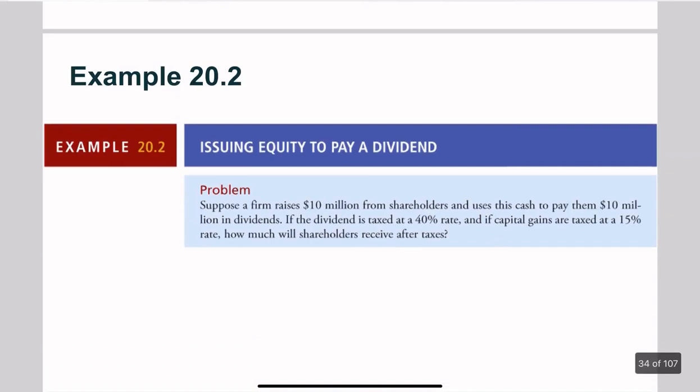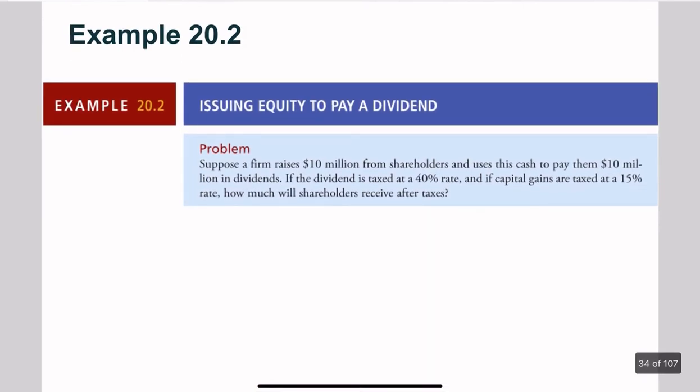So let's see this very simple but interesting example here. Let's say a firm raises $10 million from shareholders, and the firm uses this cash to pay shareholders $10 million in dividends. Let's assume the dividend tax rate is 40% and capital gain tax rate is 15%. How much will shareholders receive after taxes?